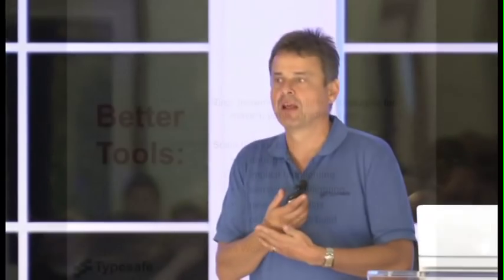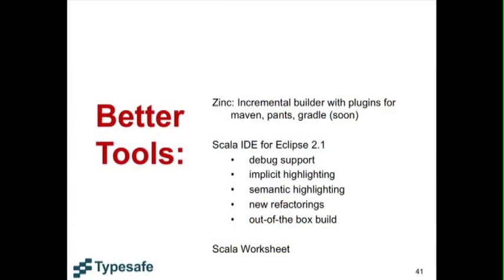OK, the other part of what I'm equally excited about is that I believe we are really making progress on the tool side. One thing we have now is a compiler called Zinc, which is an incremental compiler, which has plugins for Maven, Pants, which is the Foursquare Twitter build tool, and soon Gradle, I believe they're working on that. And that means that you get the ability to do incremental Scala builds with these other build tools.